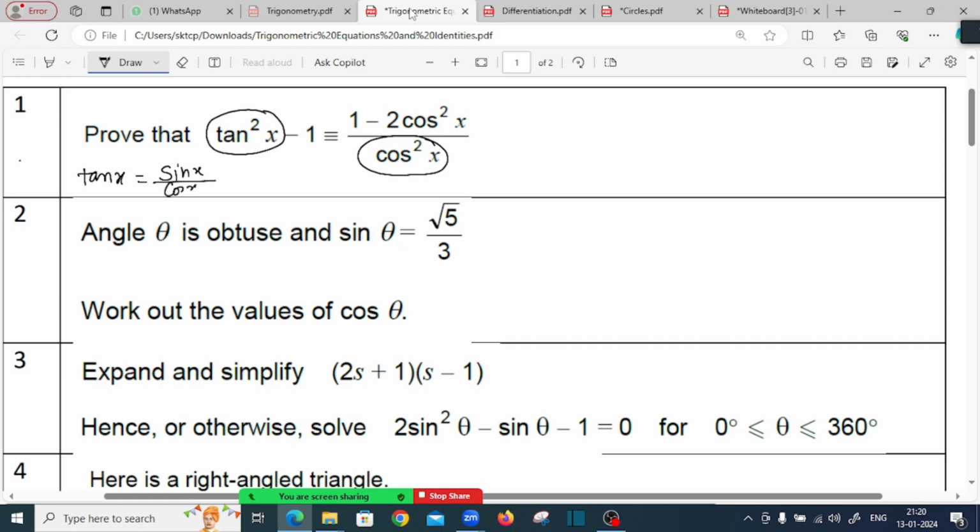And when you do tan square of x, it means sin square x upon cos square x. So I see my denominator is matching now, isn't it? I have a hope that it may be a good way to start, right? So I'm starting in this way. My LHS is tan square x minus 1. I will write this as sin square x upon cos square x minus 1.